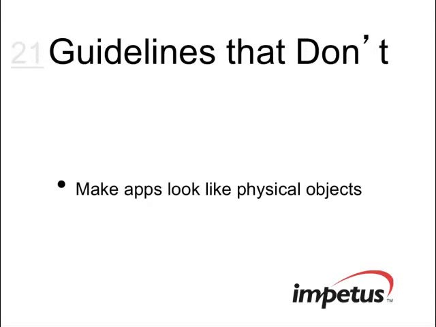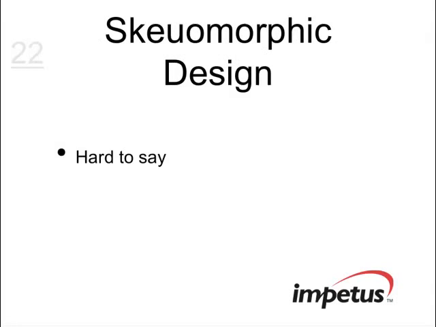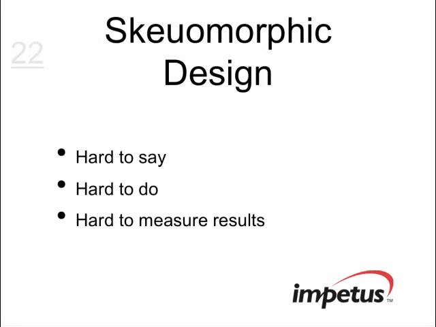Now, the biggest guideline that does not work, though, is making apps look like physical objects. And that's called skeuomorphic design. It's hard to say, it's hard to do, and it's really hard to measure the results. And we'll take a look at some examples of this.